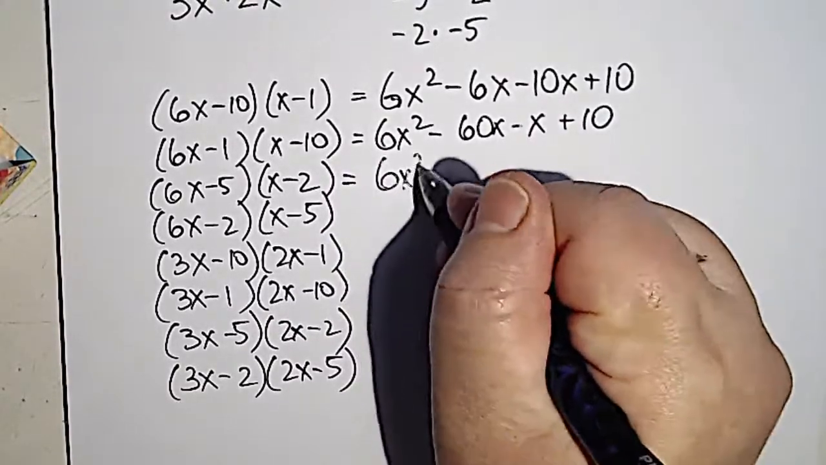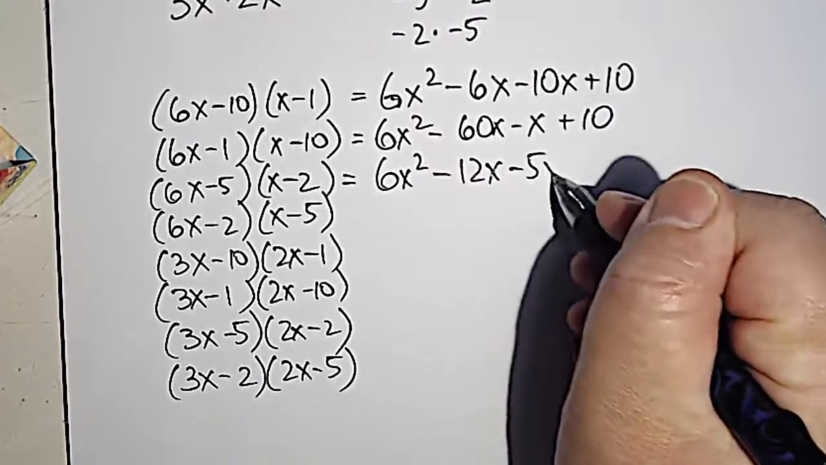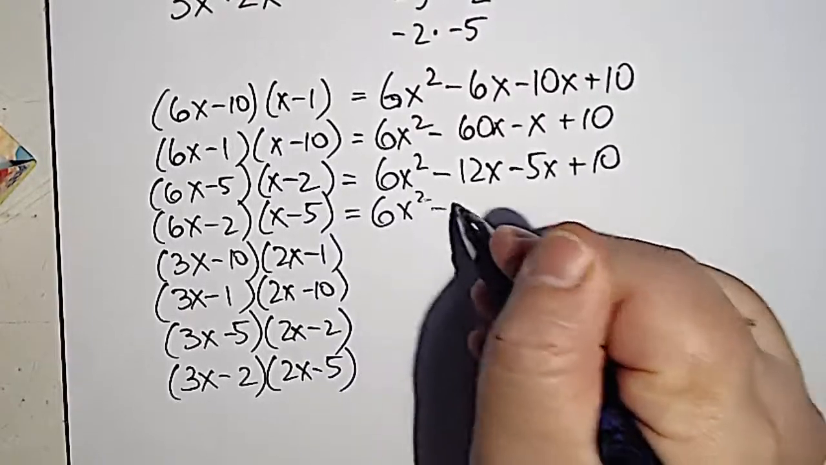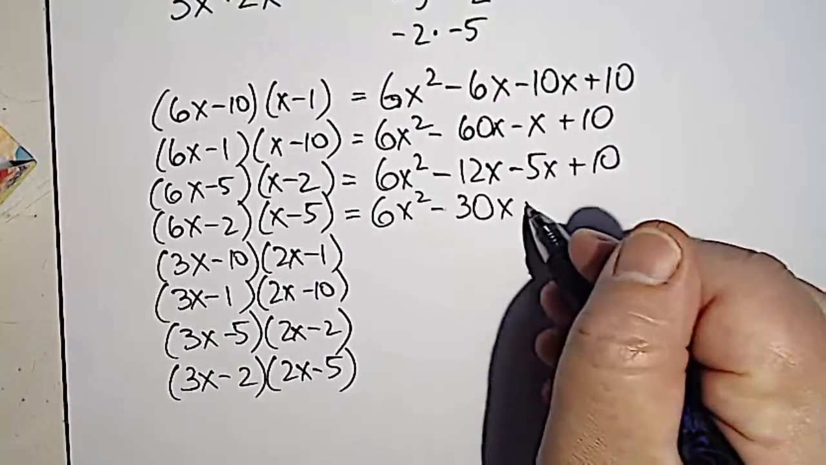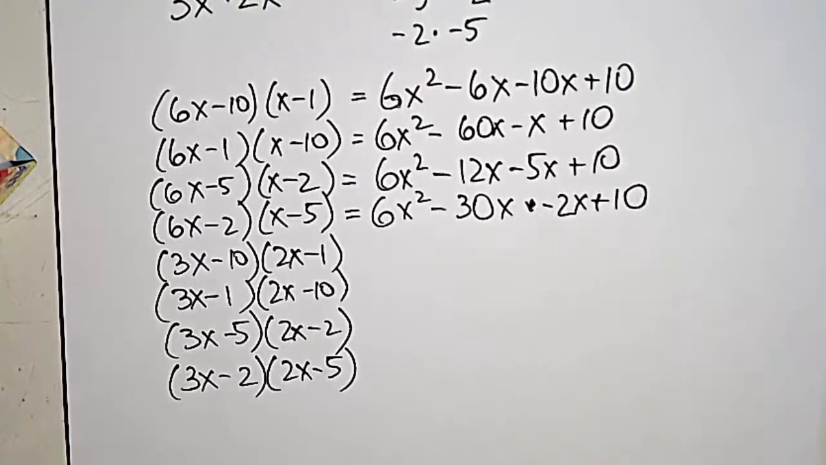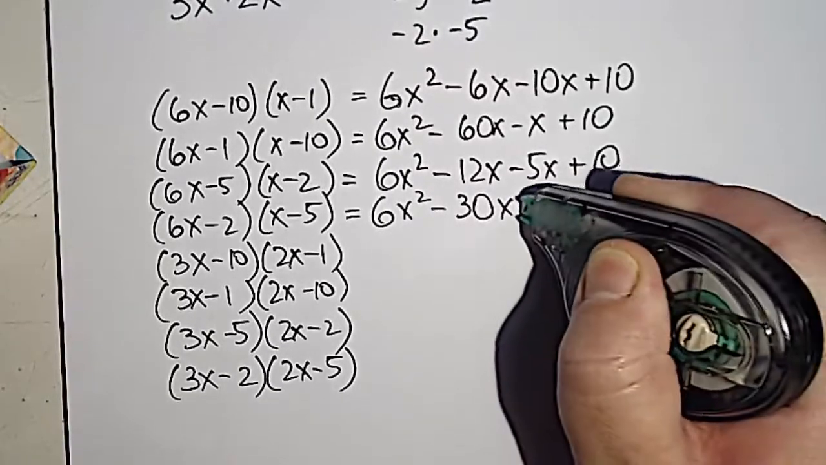And again, this is not terrible. This is not bad for your brain. This is great. You're practicing your foiling. This is what's better. Who wouldn't want to spend all day, sorry, no plus, minus 2x plus 10, there we go. Who wouldn't want to spend all day multiplying out, with trinomials, right?